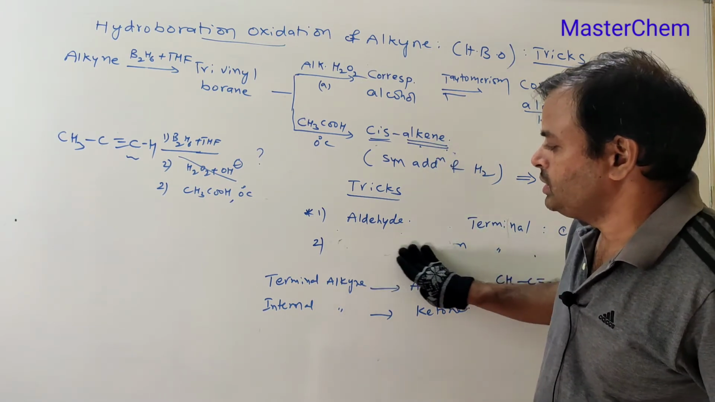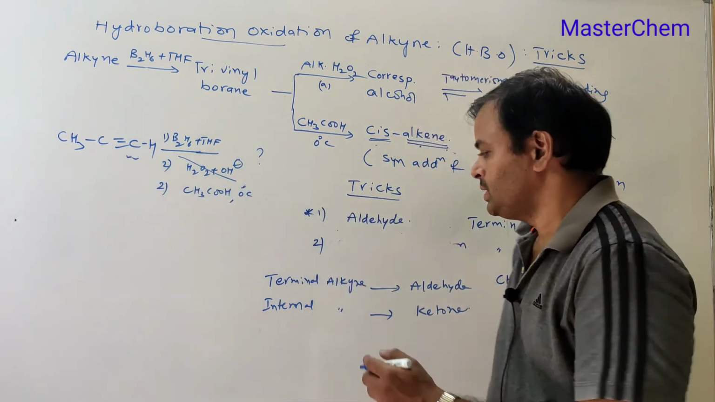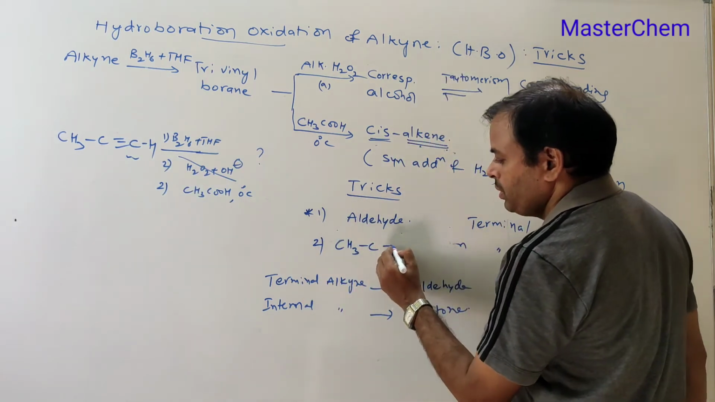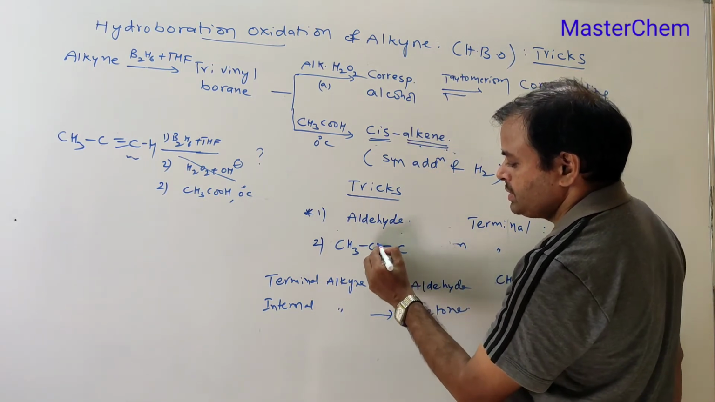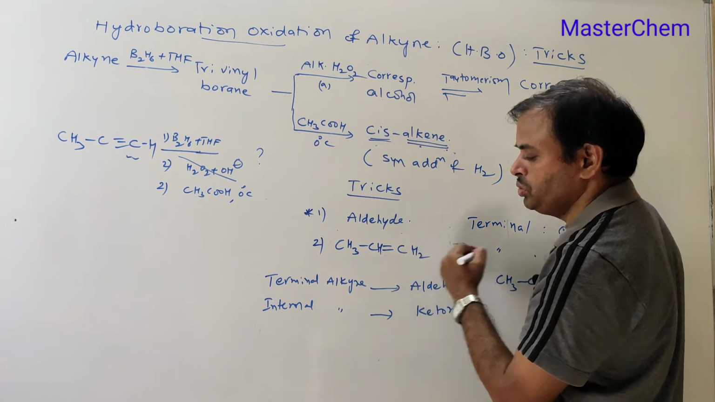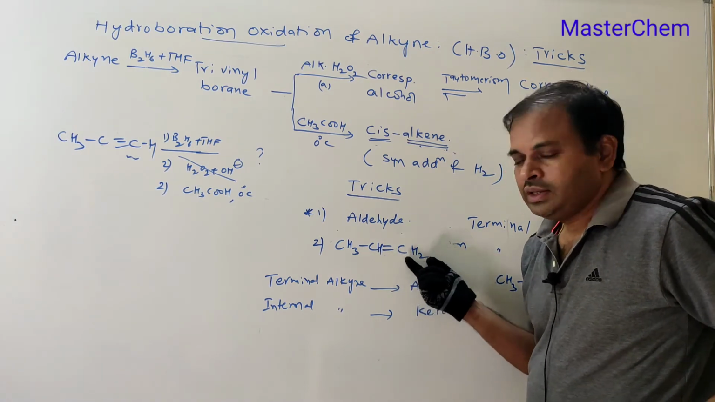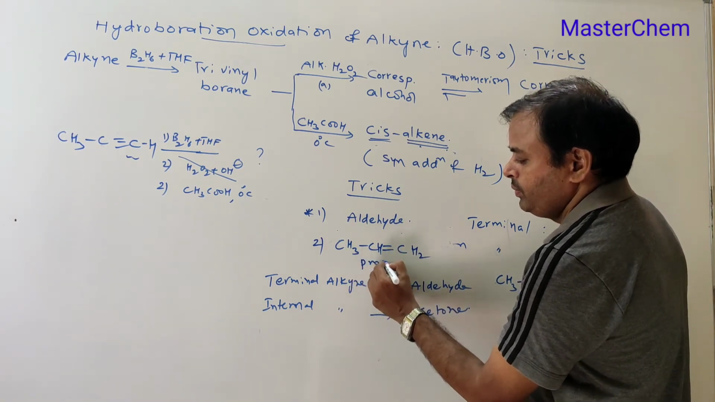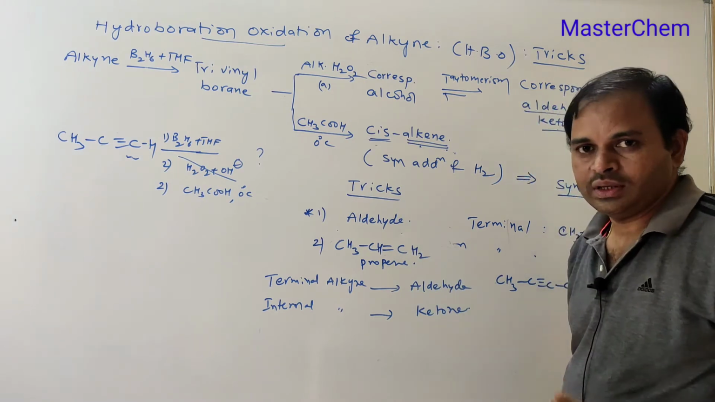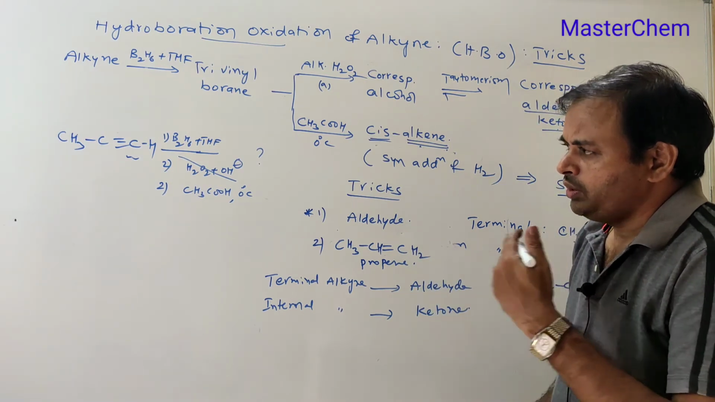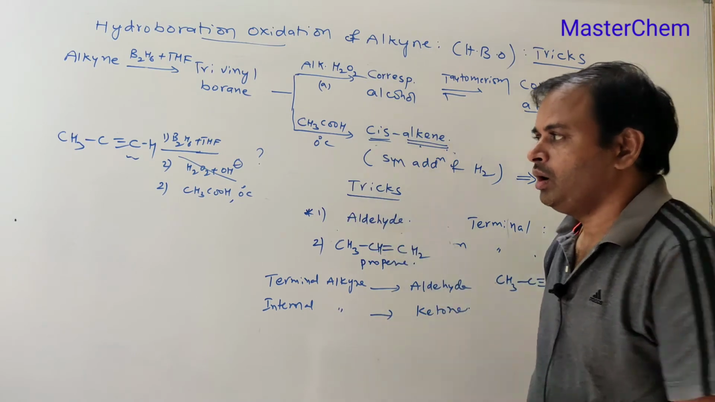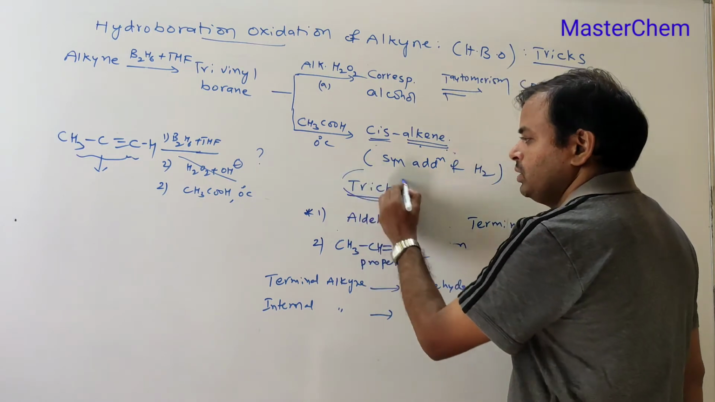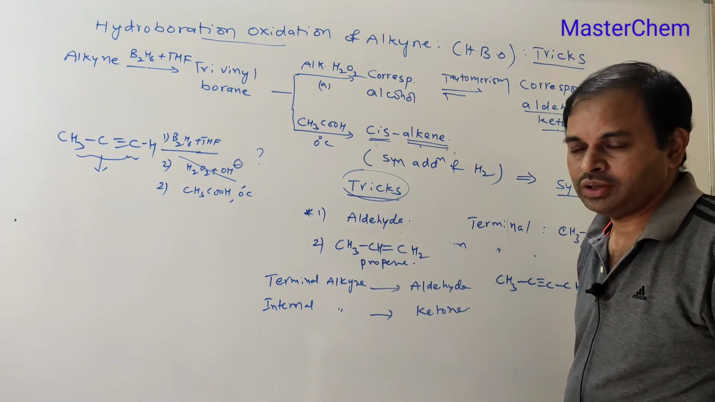So what is the corresponding alkene for this compound? Just replace the triple bond with the double bond and satisfy the valency: CH double bond CH2, satisfying the valency of carbon as 4. What is this? Propene. Propene is your answer. Whatever the given reactant alkyne may be, with this trick you can write the product structure.